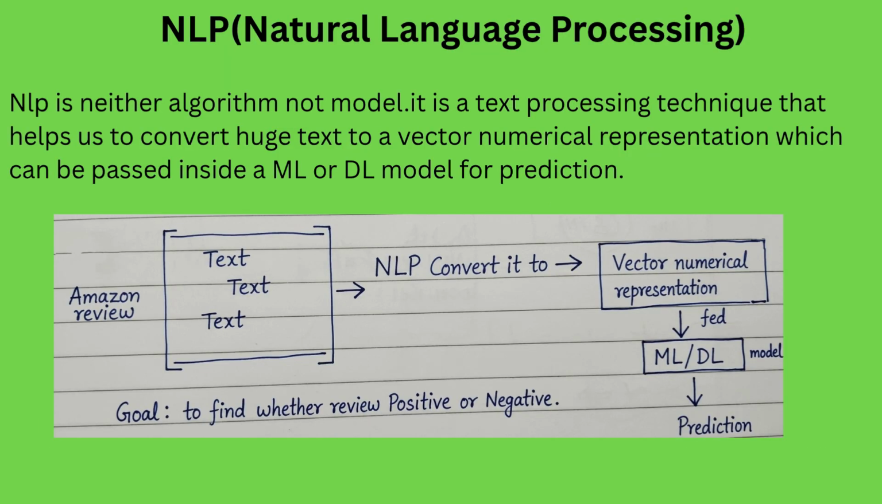Let's move on to our next topic, which is NLP, natural language processing. NLP is neither an algorithm nor a model. It is a text processing technique that converts huge text into vector numerical representation, which can be passed to a machine learning or deep learning model for predictions. As we can see in the picture below, we have the huge text of Amazon reviews, which we pass to NLP for text processing. NLP converts that text into vector numerical representation and feeds it to a machine learning or deep learning model for predictions. Here our goal is to find whether the review is positive or not.